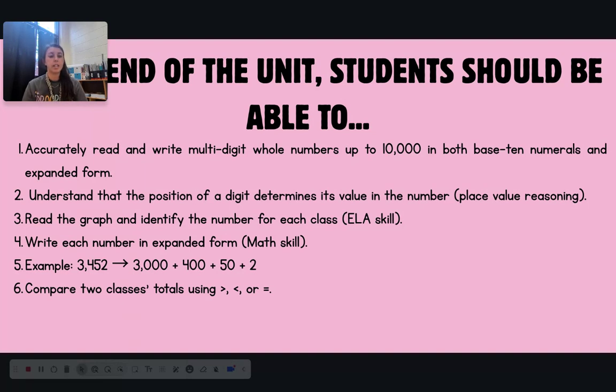Students should be able to understand that the position of a digit determines its value of a number, so place value reasoning, and then read the graph and identify the number for each class. Then read each number in expanded form. For example, 3,452 is 3,000 plus 400 plus 50 plus 2. And then they should also be able to compare the two class totals using greater than, less than, or equal to.